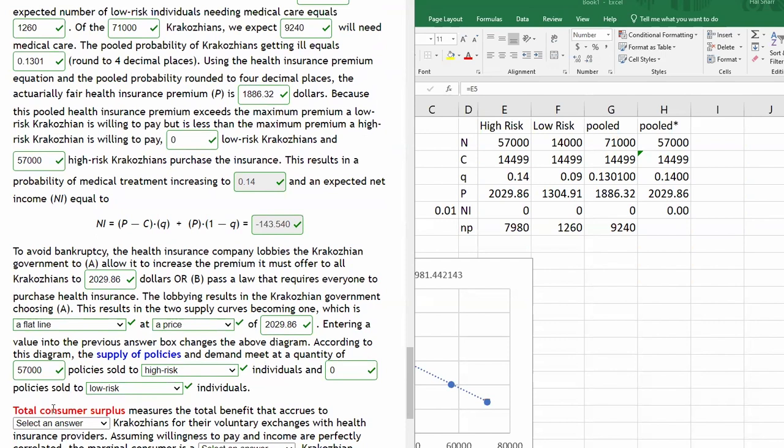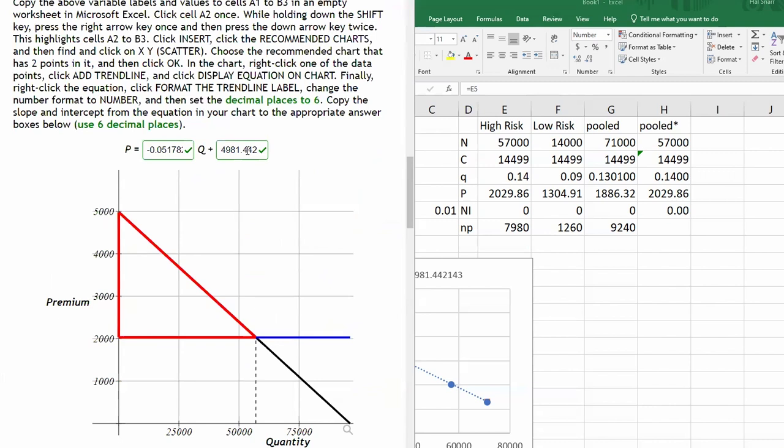We call it total consumer surplus; it measures the total benefit that accrues. Well, in this situation, remember, there are no low risk people in the insurance pool. They left because the premium was too high for them. And as a result, the premium went even higher. So the only people in the market that are insured are high risk Caucasians. This red triangle represents the consumer surplus of just the high risk Caucasians.